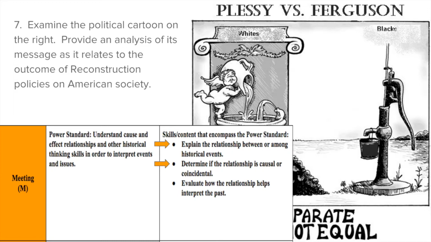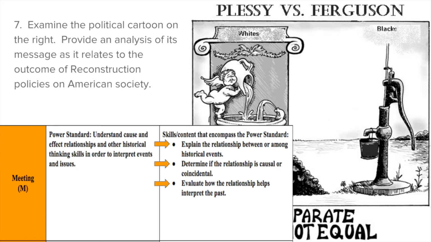In this particular example, we would expect students to show, through evidence and reasoning, that the relationship is causal. Lastly, students will have to evaluate how the relationship helps interpret the past. Student responses should give an interpretation about how the failure of Reconstruction policies led to legal racial segregation in America. If a student can do these three things with this and other meeting level questions, then the teacher can be confident that they have shown proficiency with the power standard and assess them as such.